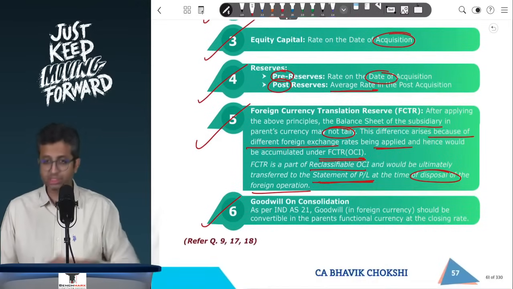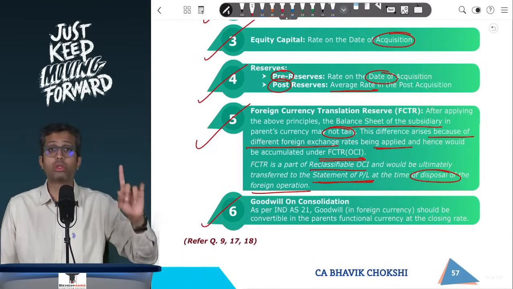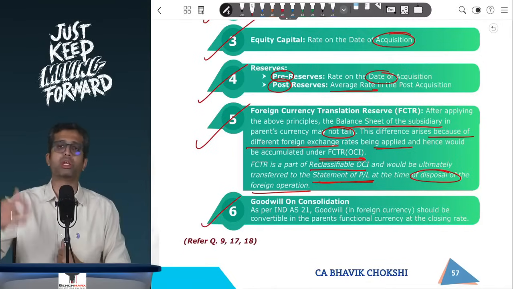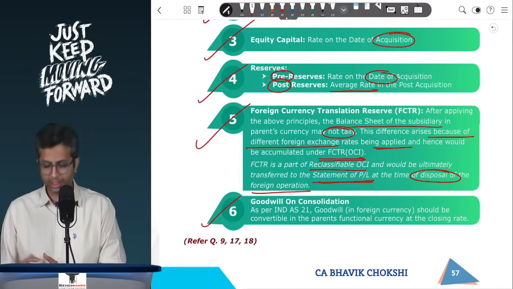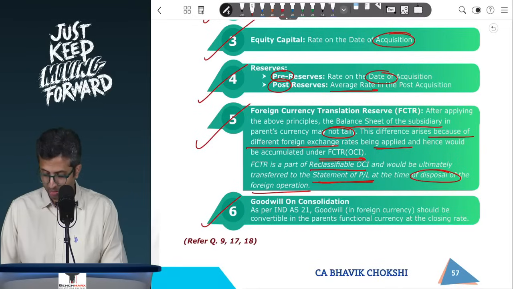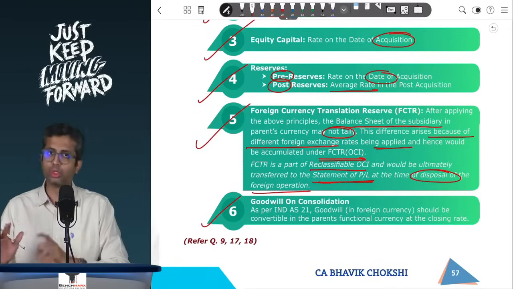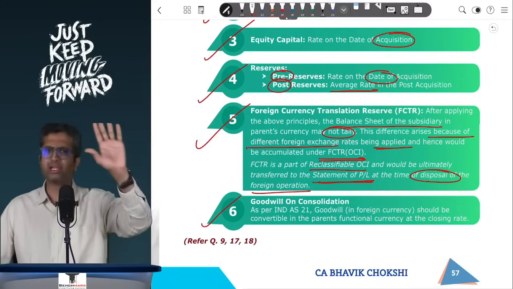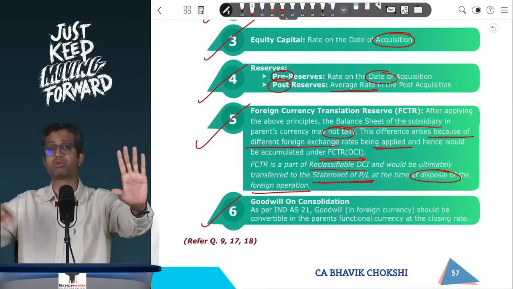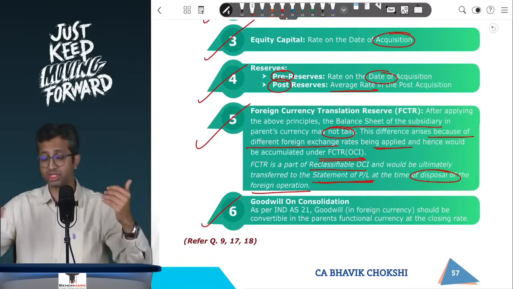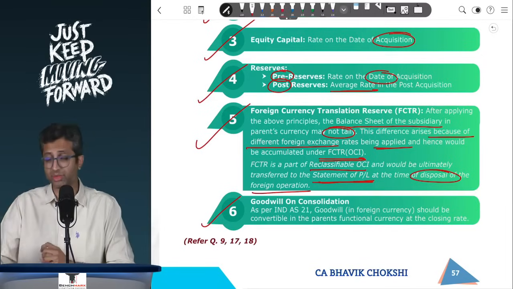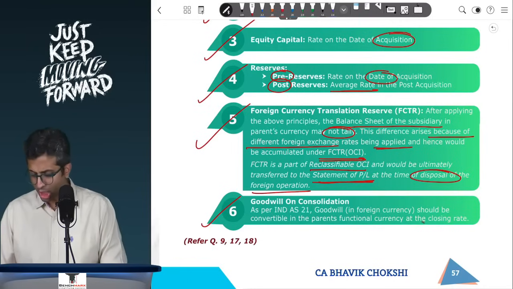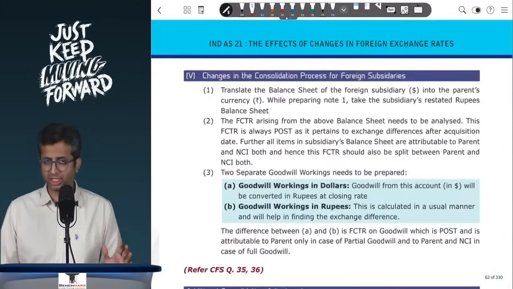Now a student says, sir, goodwill remains the same. Yes, the goodwill in the foreign currency will remain the same. So you will determine the goodwill in the foreign currency and then convert it at the closing rate in order to find the appropriate goodwill balance in rupees. And this goodwill can be different in rupees. Like land can be measured using the cost model. Land in dollars will remain the same, but when you translate it into rupees, there can be a difference. In a similar way, goodwill in dollars will remain the same, but when you translate it into rupees, there may be a gain. All of these gains will be shown in the FCTR.